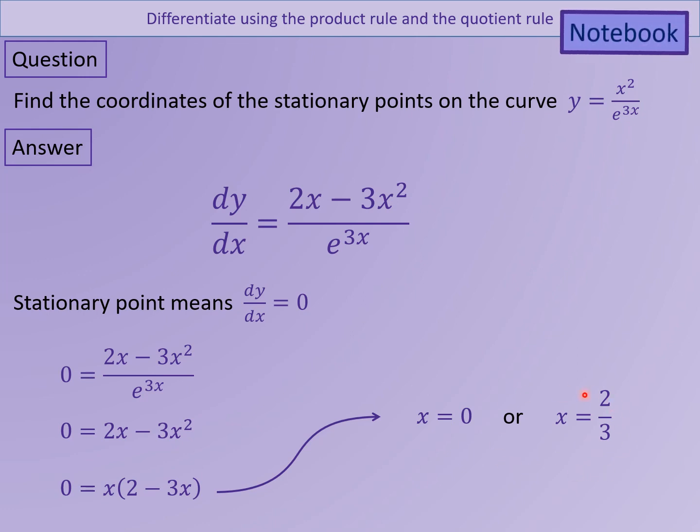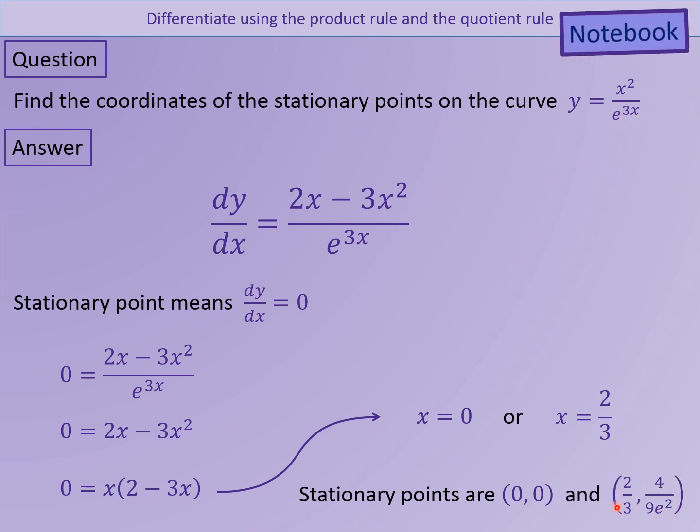Once you've got those, it is asking for the coordinates. So do not forget, do not miss out silly marks. If they're asking for the coordinates, you need the y values as well. So take your 0, substitute it in. So 0 squared is 0, e to the 3 lots of 0 is 1. So that bit's okay. So what does that get me? 0. And for this one, put 2/3 in, so 2/3 squared over e to the 3 times 2/3, that's e squared. So leave it in the exact form.